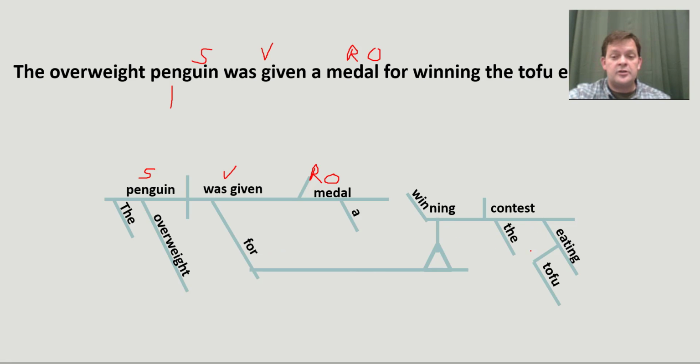So this is functioning as a noun with a participle followed by contest, and then the is the article modifying contest. Eating is modifying contest, telling what kind. Tofu is telling what kind of eating. And so there you have it with those 3 diagrams.